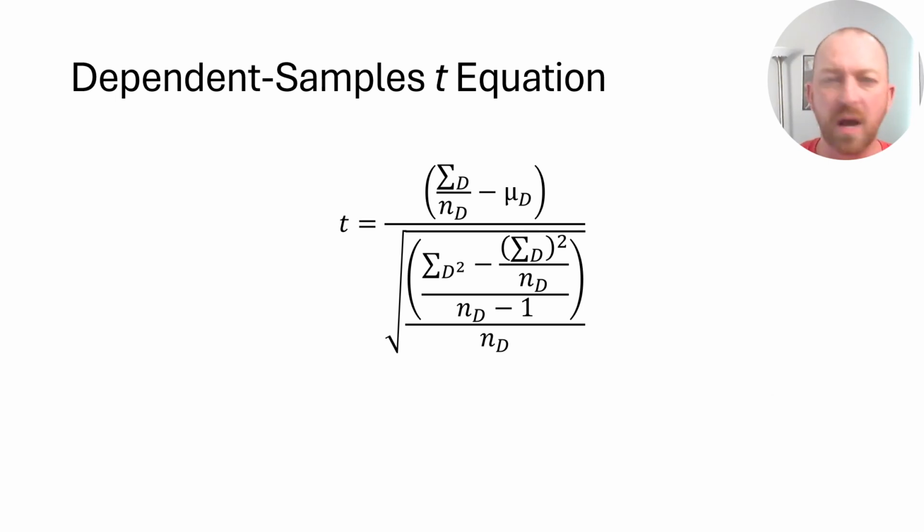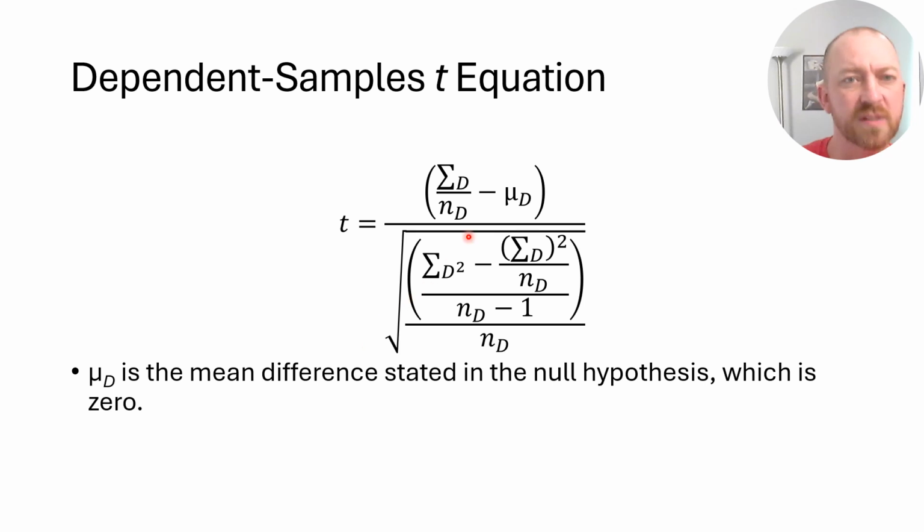All right. One important thing here is, of course, the mean differences that we saw in the null hypothesis. That is virtually always going to be 0, and so you almost don't even need to include it in the equation. However, it's important to remember that because there may be some rare circumstances under which you wouldn't expect the mean difference to be 0.